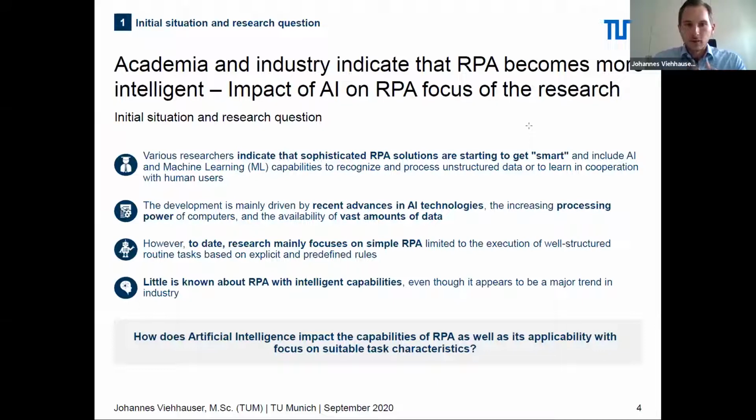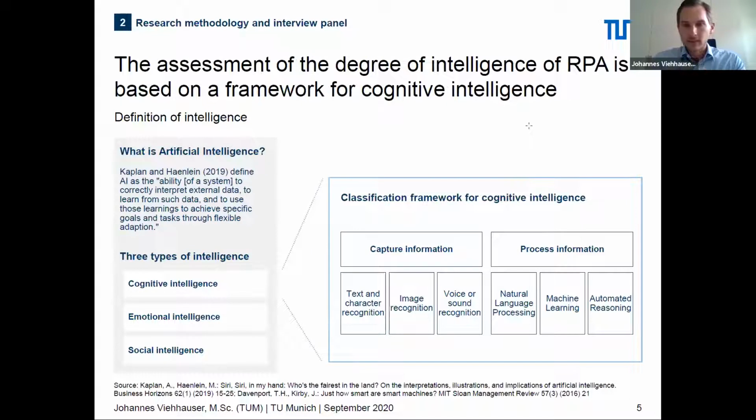But to date, research mainly focuses on simple RPA, meaning RPA that executes well-structured and routine tasks based on explicitly defined rules, and little is known about RPA with intelligent capabilities, or RPA platforms that include intelligent capabilities. Therefore, we ask how AI impacts the capabilities of RPA and its applicability, and what it means for the suitability of task characteristics and processes where RPA can be applied. Most important for that is to define intelligence in order to judge whether RPA is intelligent.